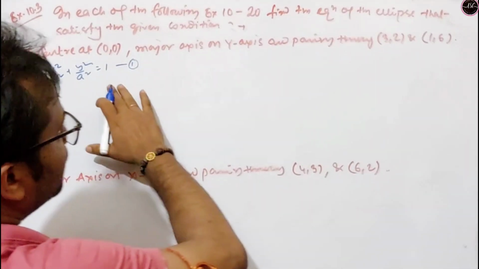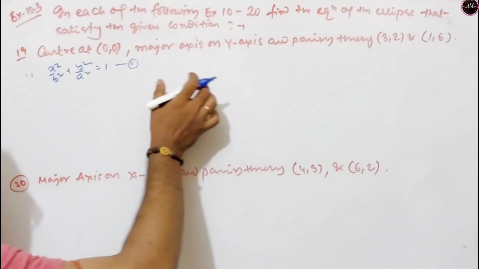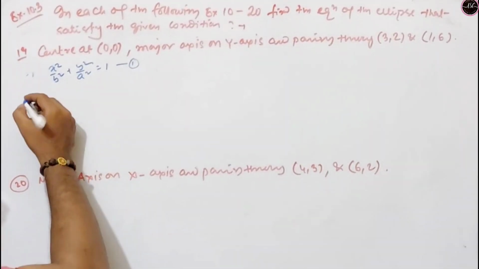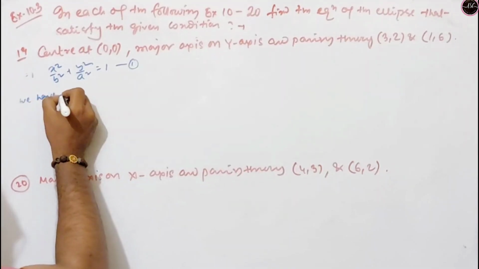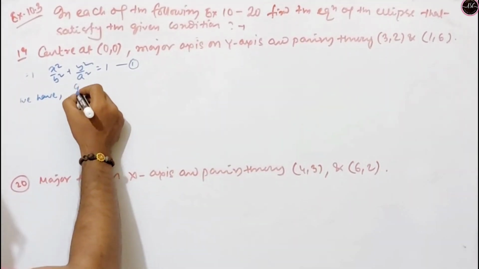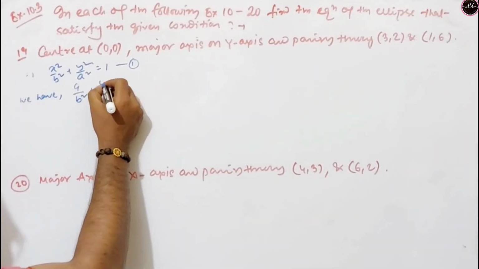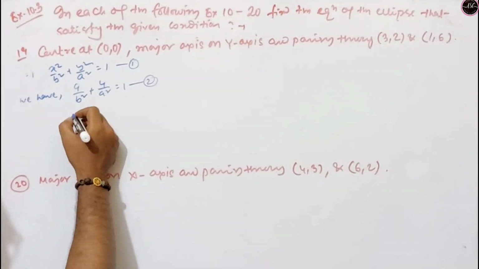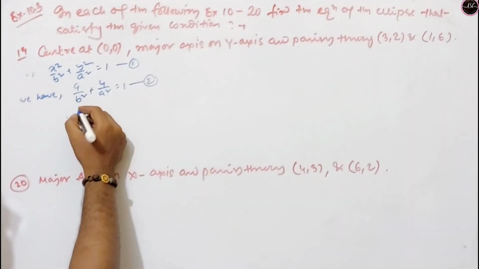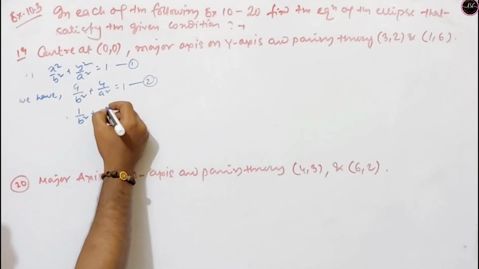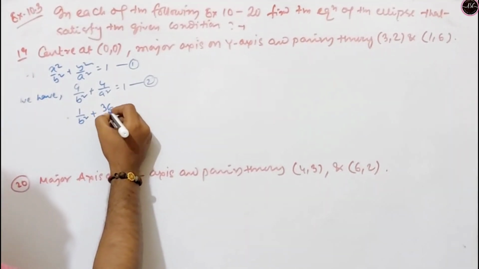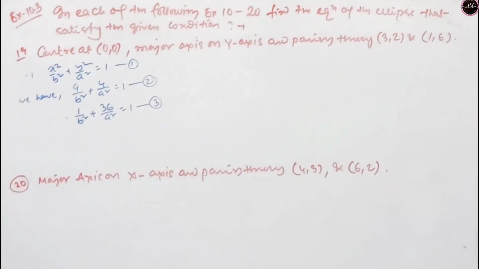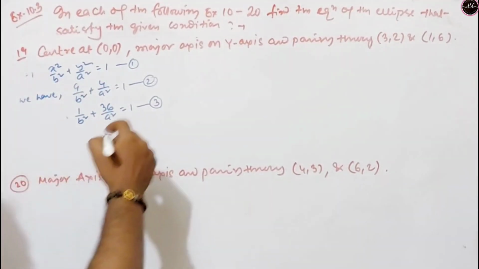Okay, and this ellipse is passing through these points, so for these points this equation should be satisfied. For the first point, we have 9 divided by b square plus 4 divided by a square equal to 1. This is equation 2. And for the second point, we have 1 by b square plus 36 by a square equal to 1. This is equation 3. Now solve these two equations.